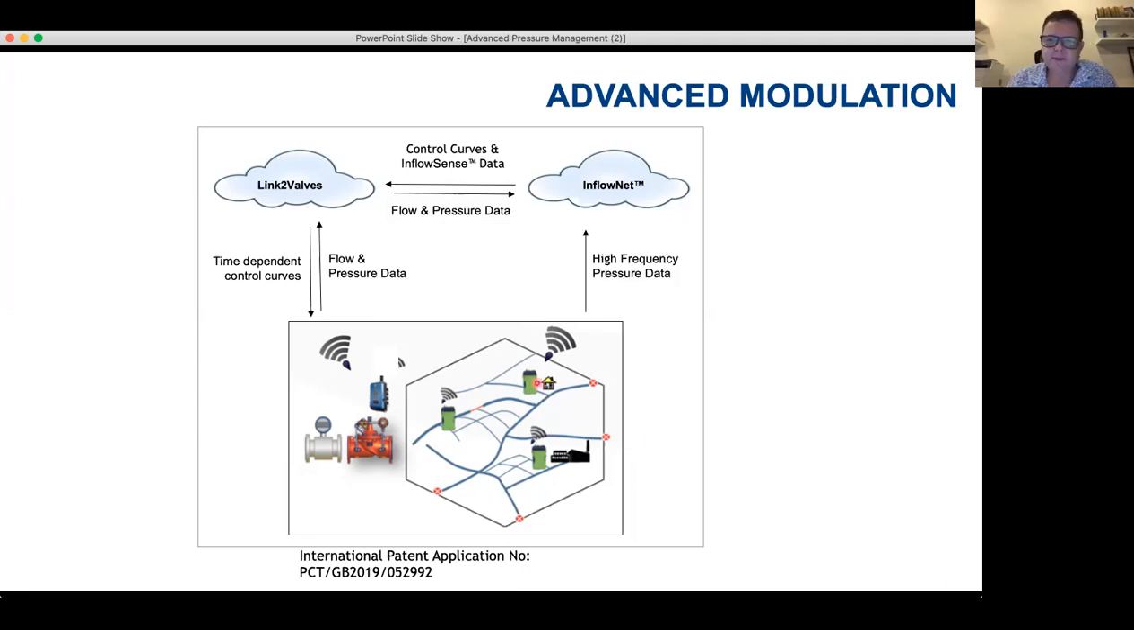So if you've got a number of pressure sensors around your DMA, and they are sending that information up to the cloud, you can actually generate a more accurate or efficient control curve for your PRV controller.